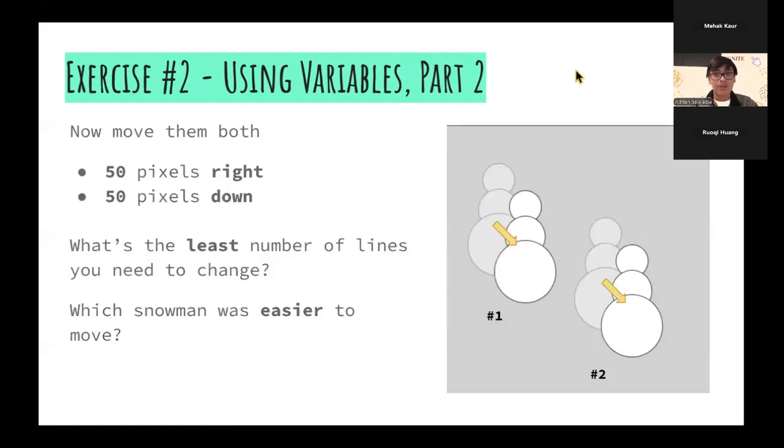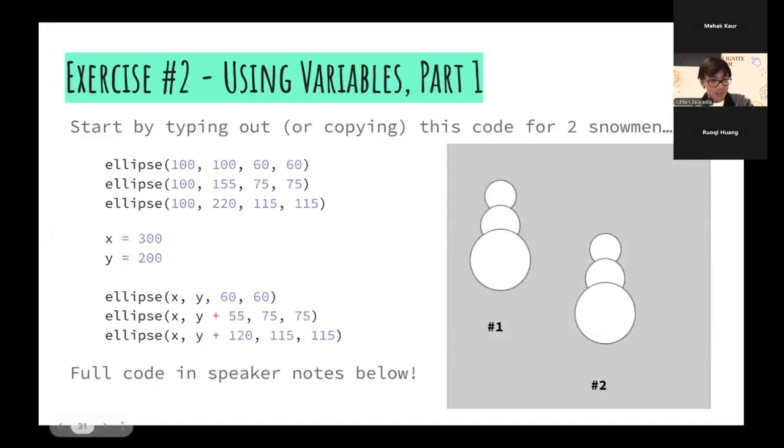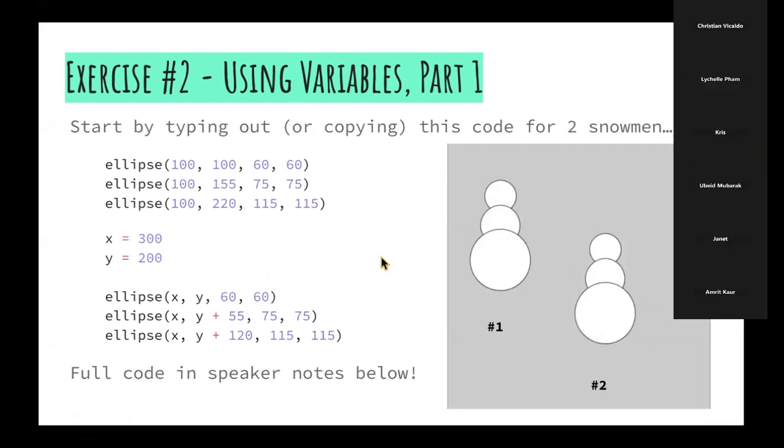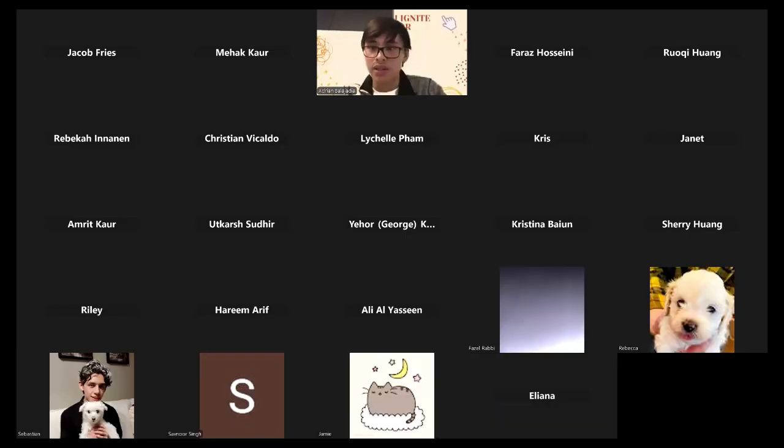So we're gonna go into our breakout rooms, but this is the exercise. We have these snowmen here, snowman 1 and snowman 2. How can you move both snowmen 50 pixels to the right and 50 pixels down? What's the least number of lines you need to change? And which snowman was easier to move? With that, let's go into our breakout sessions.